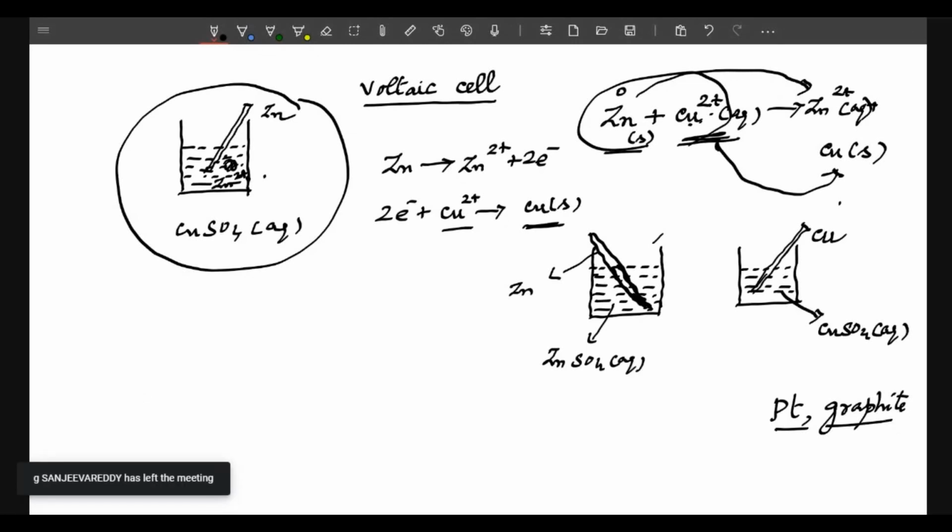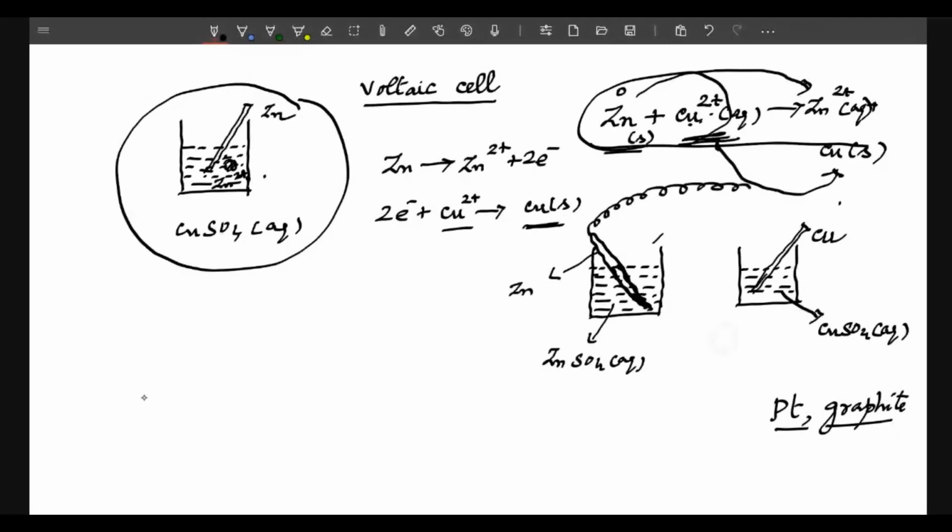Then only zinc is converted into zinc 2 plus and it is passing into the solution. Instead of zinc 2 plus, we are adding a zinc rod. Now, from which electrode to which electrode, according to this equation, is the electron said to be transferred? From the zinc electrode. Therefore, make an electrical contact using a copper wire. Now, through this copper wire you are passing the electrons, transferring electrons from the zinc to the copper ions.